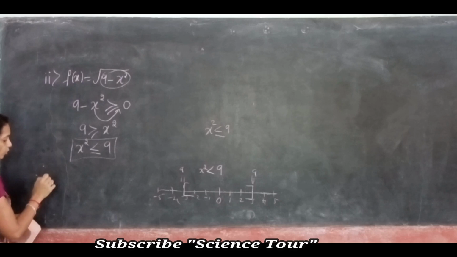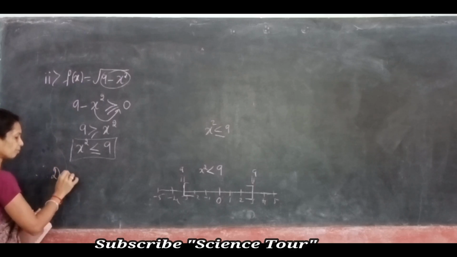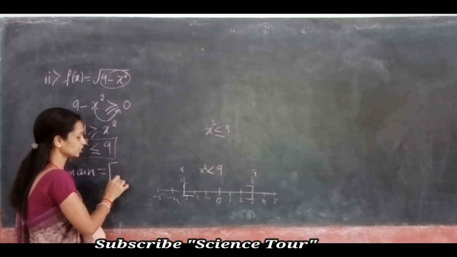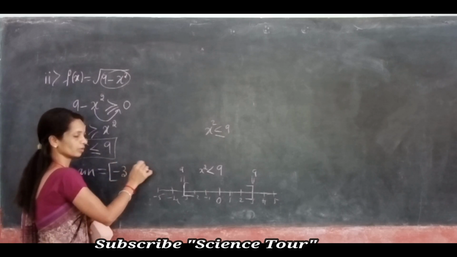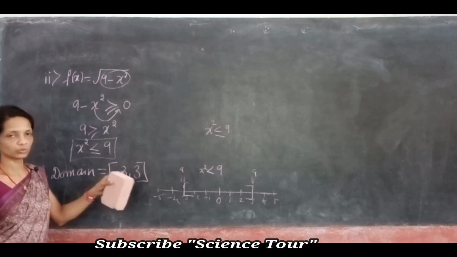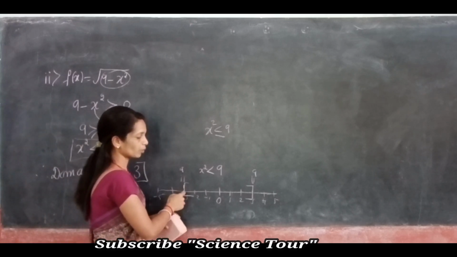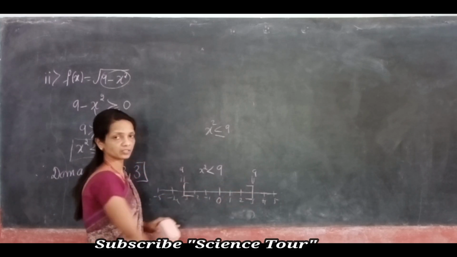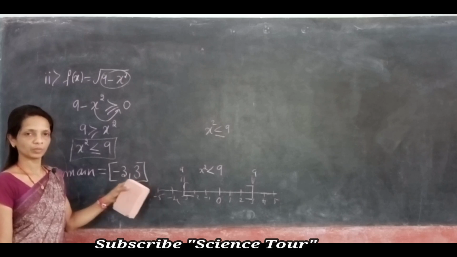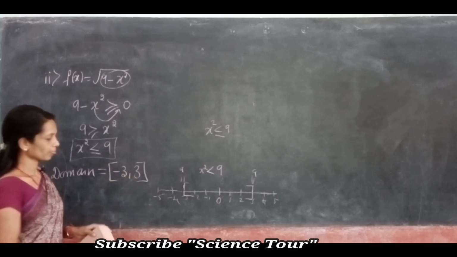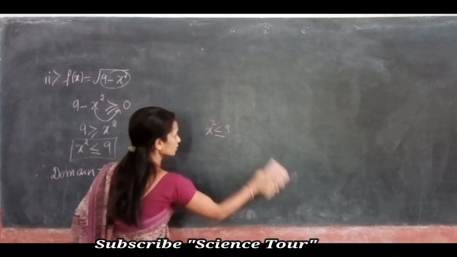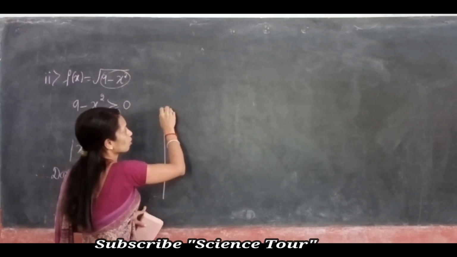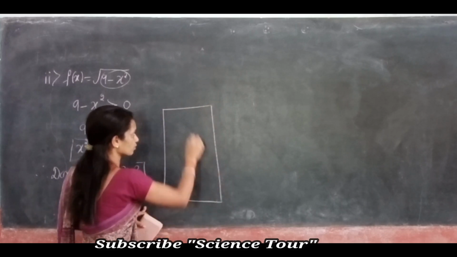So therefore the domain is equal to the closed interval minus 3 to 3. Closed interval minus 3 to 3 means all real numbers from minus 3 to 3 you can take, including minus 3 and 3. Those are all possible values of x. Now to get the range, I will form a table, then you can easily guess what are all possible values of f of x.